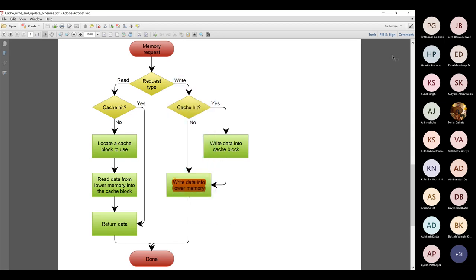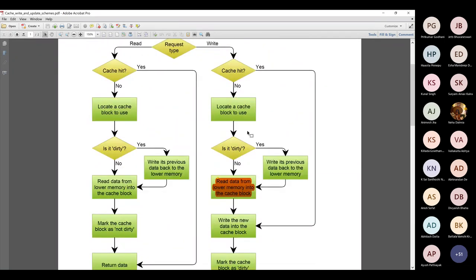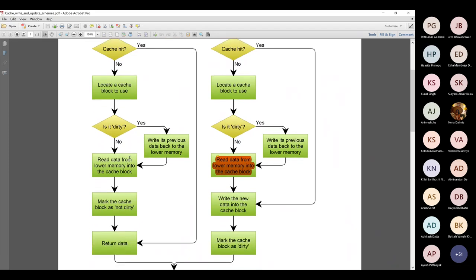Sir, I had a question. Yes. In write back with write allocate, the first diagram. Okay. When there is a read miss and the block is dirty, that means the cache and the memory have not been synchronized, but the cache has the latest data, right? Yes. You mean this part that I am highlighting? Yes. So why do we need to write it back? Because we are reading it, right? So we read the latest data. You are reading what?